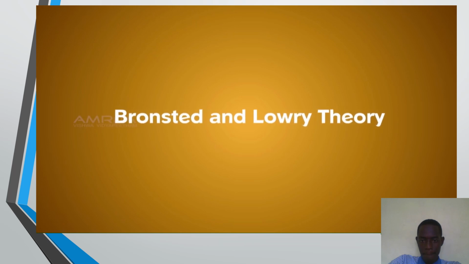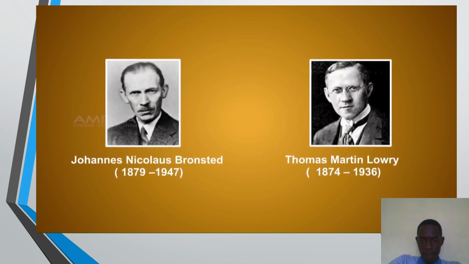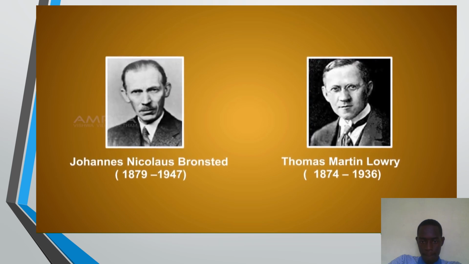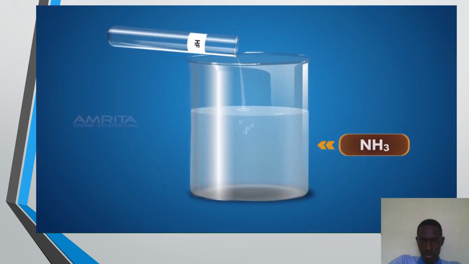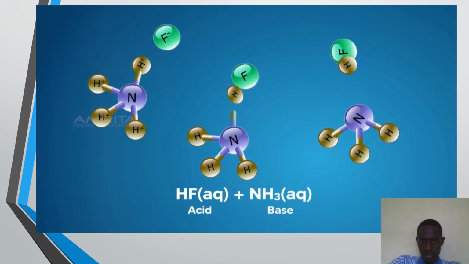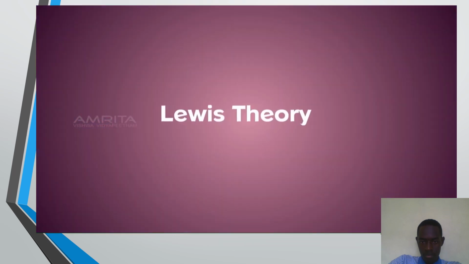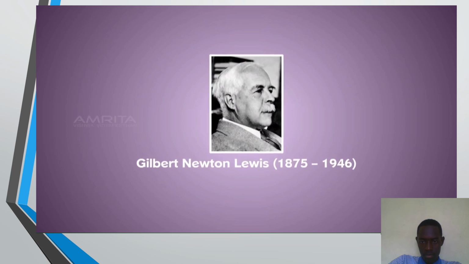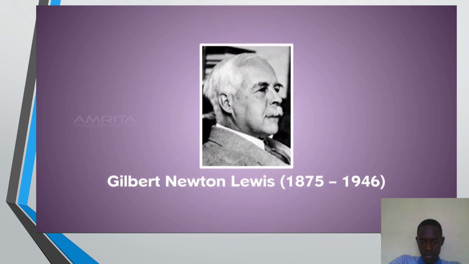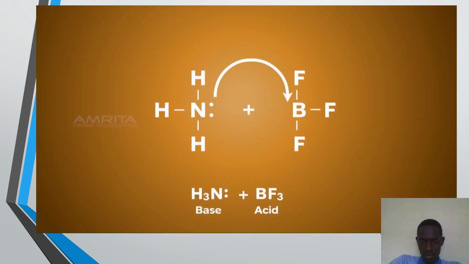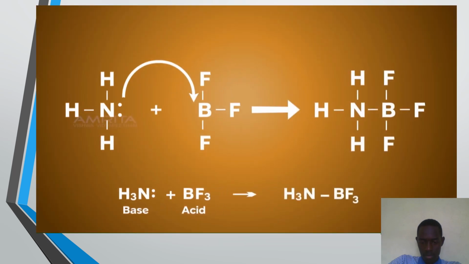Bronsted and Lowry theory. In the year 1923, Johannes Nicolaus Bronsted and Thomas Martin Lowry proposed another acid and base theory. According to their definition, acids are proton donors and bases are proton acceptors. Lewis theory. Gilbert N. Lewis, an American physical chemist, introduced a new concept of acids and bases. He defined acids as electron pair acceptors and bases as electron pair donors.